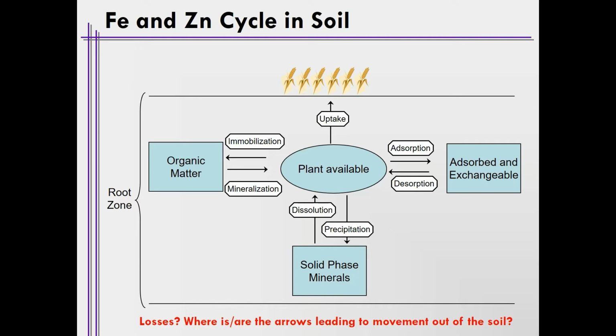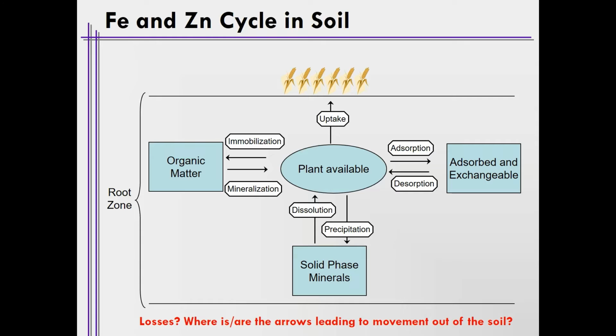The other pool where iron and zinc reside is on the right-hand side. This is iron and zinc on adsorbed and exchangeable phases, such as the outside of clay minerals, or what you might know as cation exchange capacity. And iron and zinc can either adsorb or be desorbed from those phases. It's simply a function of what other elements or ions are in the soil solution phase that can replace iron or zinc on the exchangeable phases.